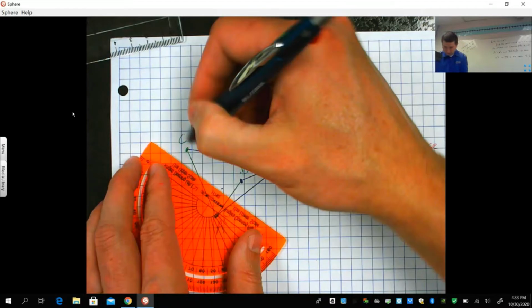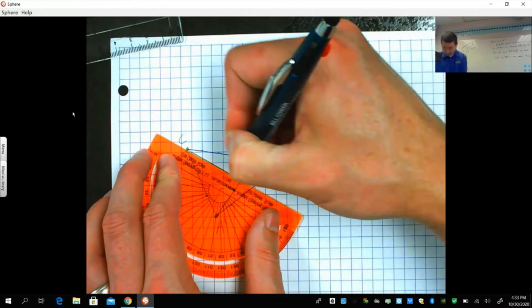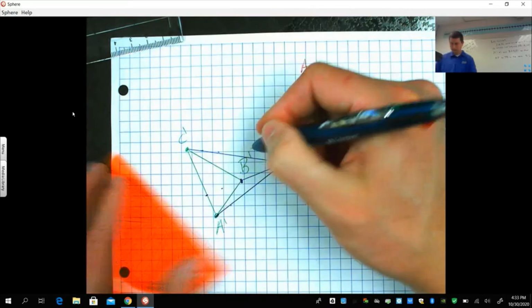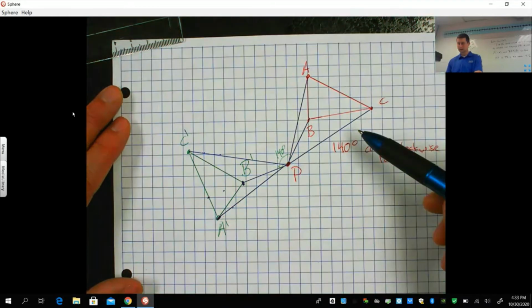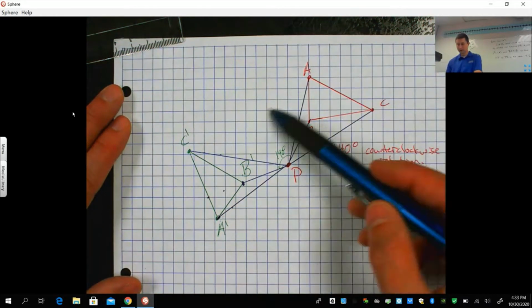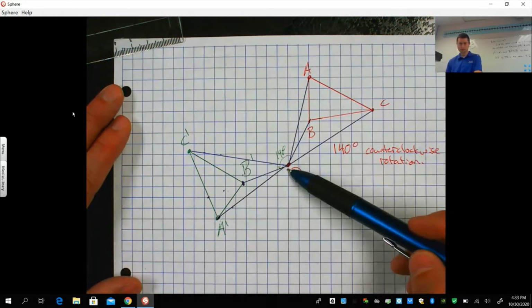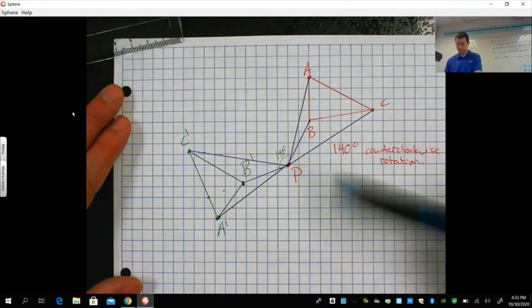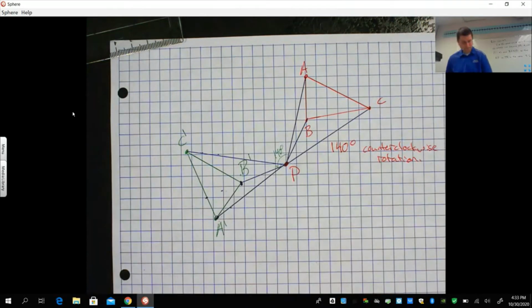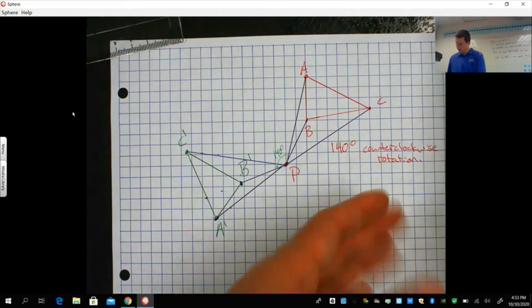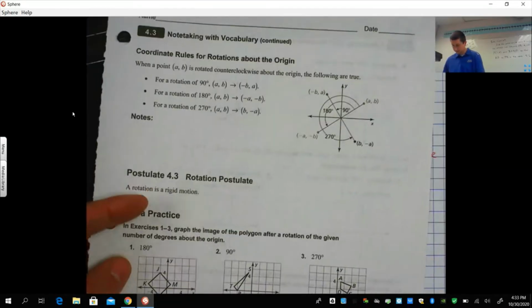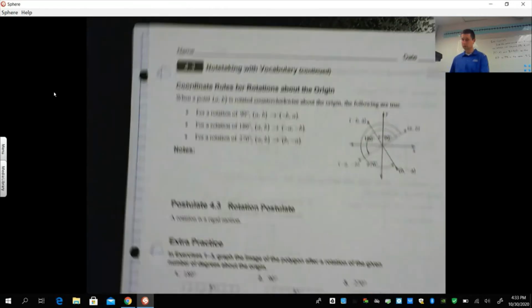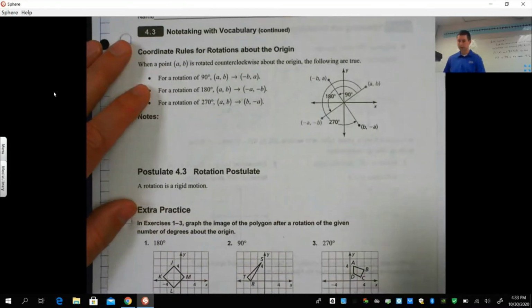So there's A to C. Okay. So we rotated that 140 degrees counterclockwise around the point P. Okay, so that's the sequence you use for that. Now, when we get to the coordinate plane, there are certain rules that we can use, and this will be a lot of our assignment here. We'll be using these rules here.